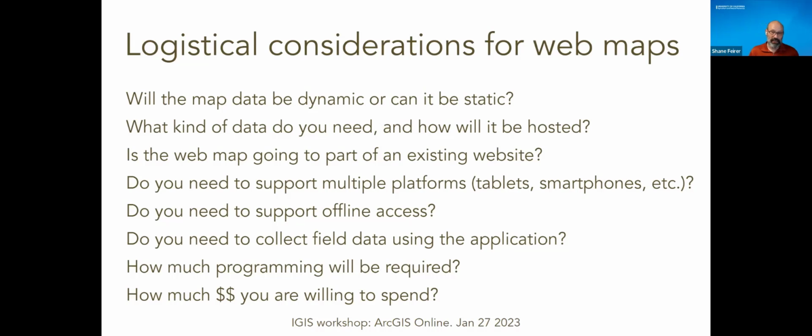What kind of data do you need and how will it be hosted? What we mean by hosting is, is it going to be hosted on ArcGIS Online, or is it going to be on your own server? Where's the data going to come from? Is the web map going to be part of an existing website? That's important because you want to think about colors and accessibility. A prime example is, if the website you're going to is still using the old HTTP URL structure, hopefully it's not, you will not be able to embed a web map, because the web map in ArcGIS requires a secure HTTP site. So that's something to keep in mind.